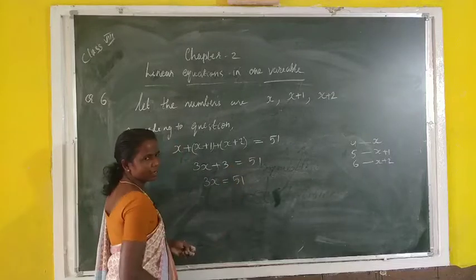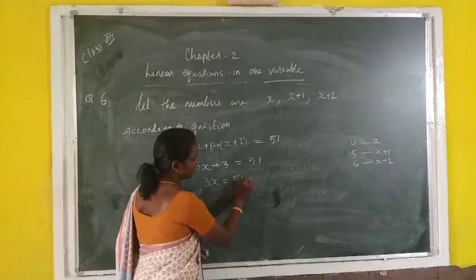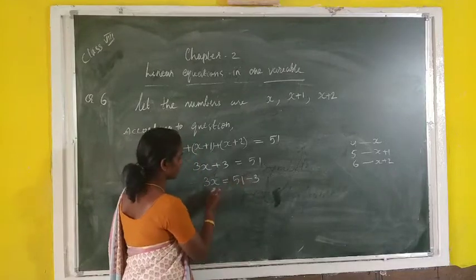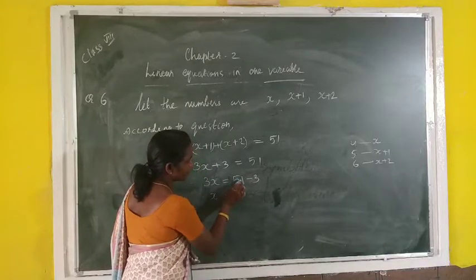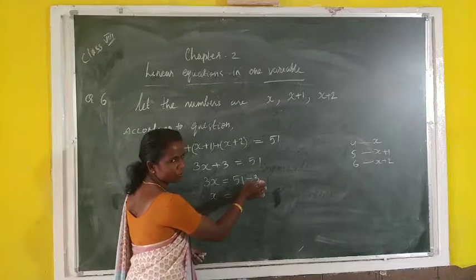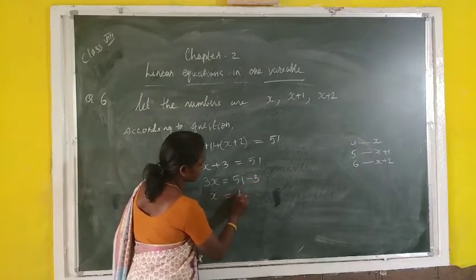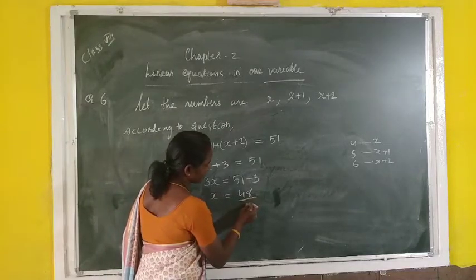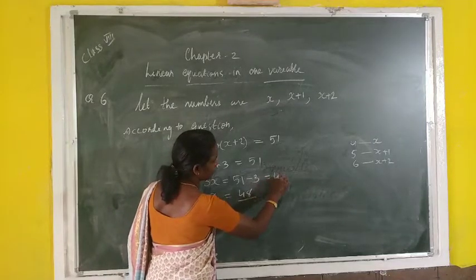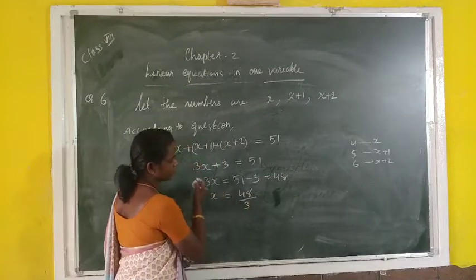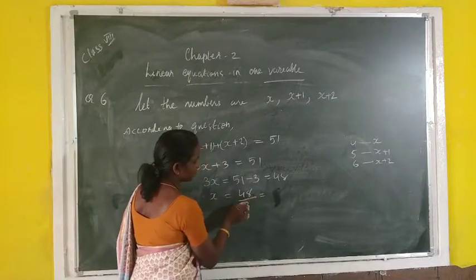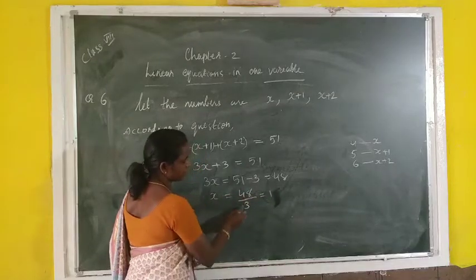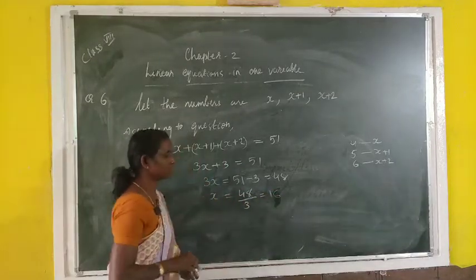This goes to the right side, so positive changes into negative. Then what is the answer? 3x is equal to 51 minus 3, which number? 48. So 3x is equal to 48. Here you write 48 by 3. What is the answer here? How many times? 3 in 4, 1 time. Then 18, how many times? 3 6s are 18. So x is equal to 16.